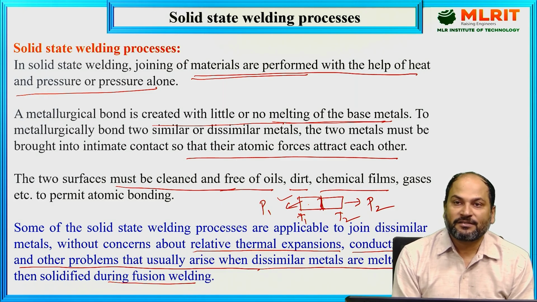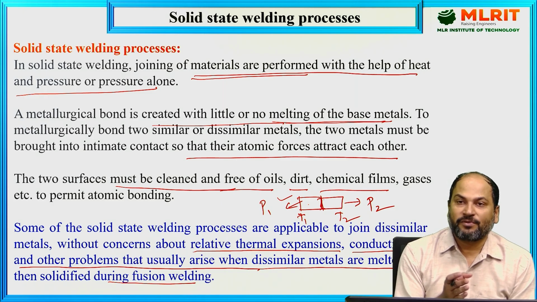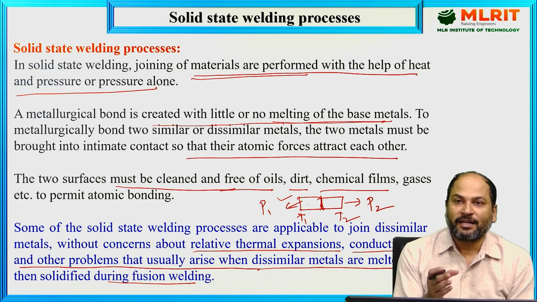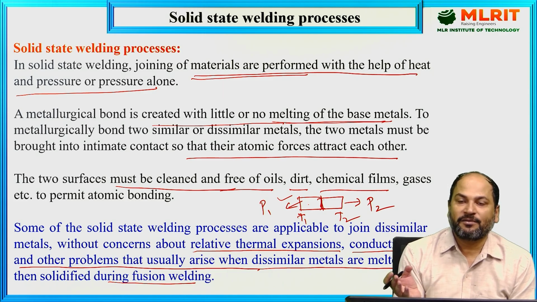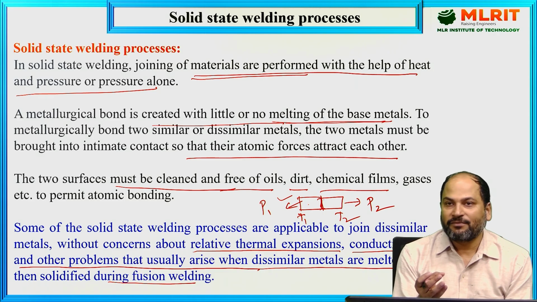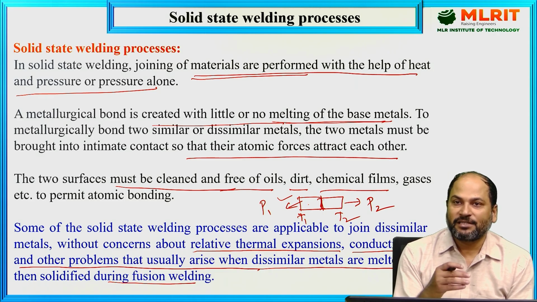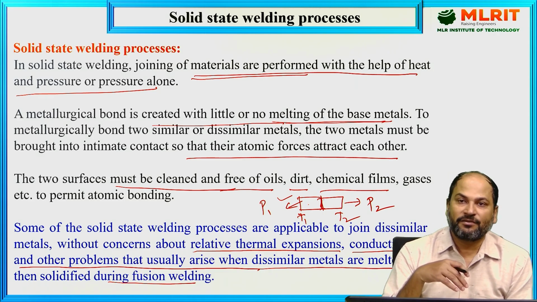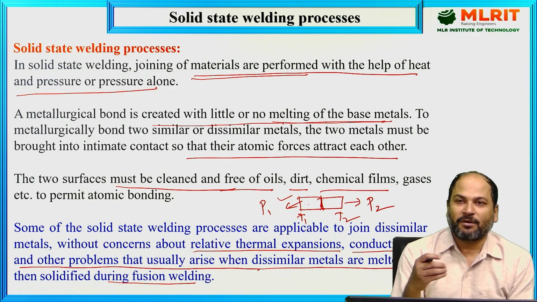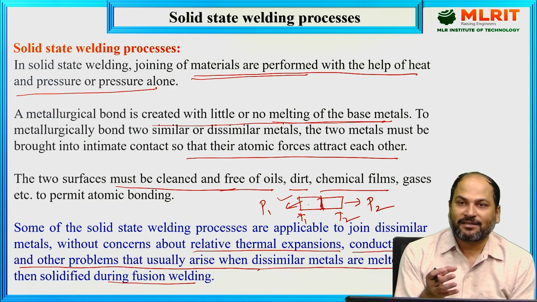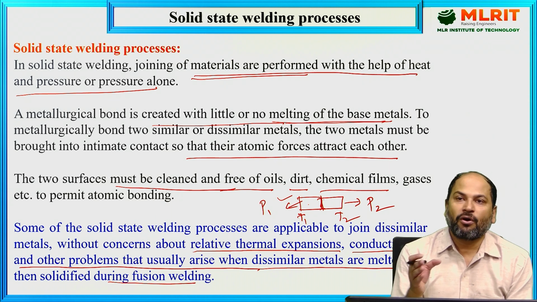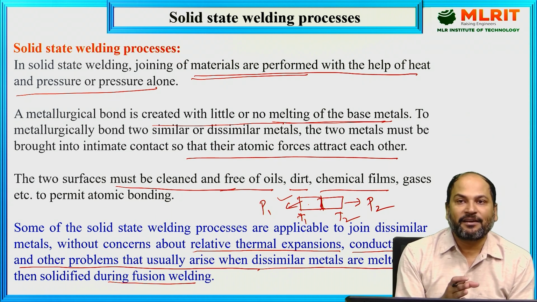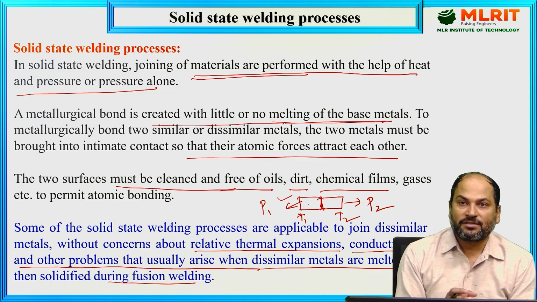What this means is, whatever problems were there during fusion welding, different thermal conductivity will create problems, and different melting temperature will create problems. Not only that, once it is melted and after that it solidifies, then a lot of problems come into the picture, like residual stresses and thermal cracks, many things. So all those things can easily be eliminated in this process. That is the reason this is a very, very important welding process.